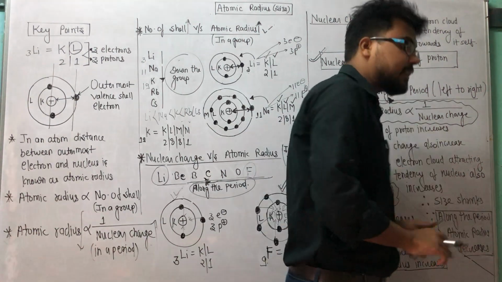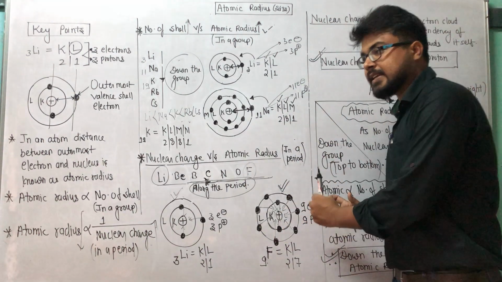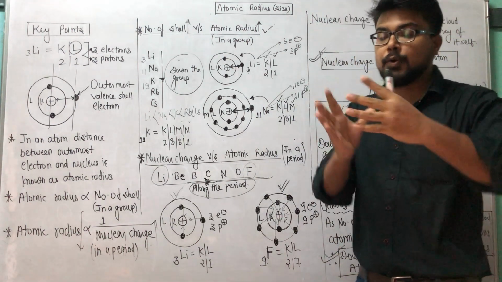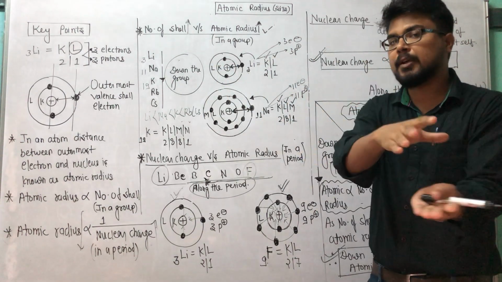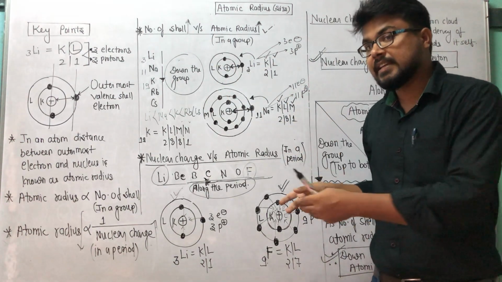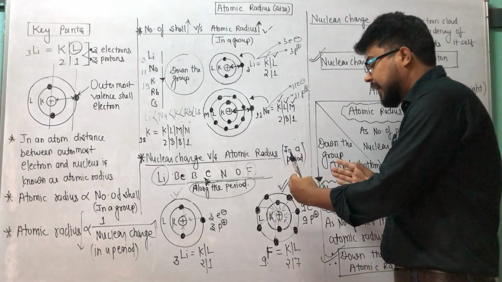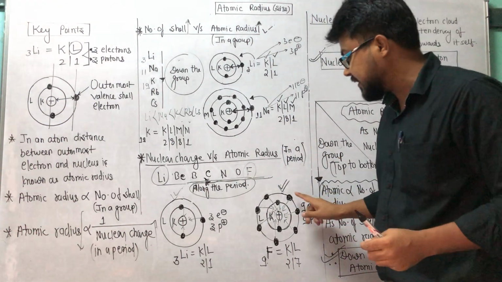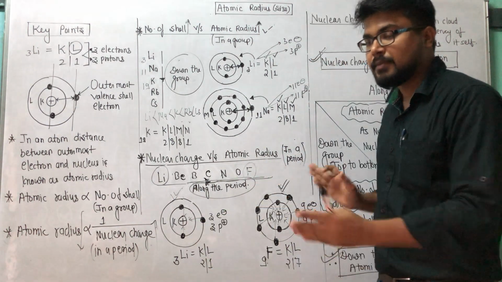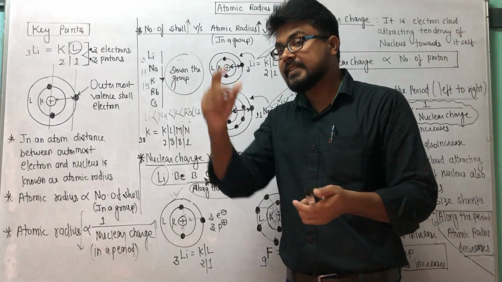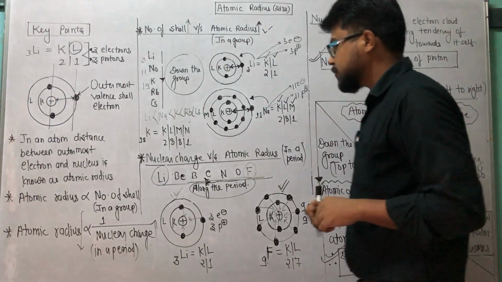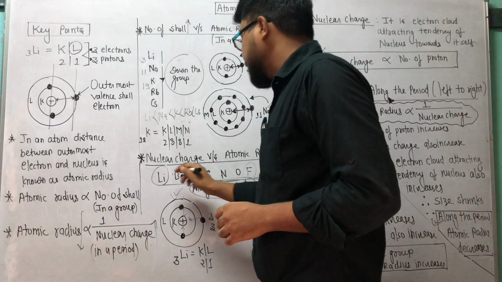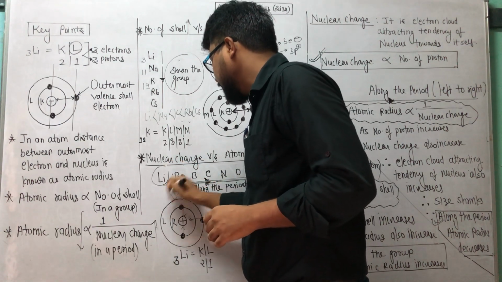Correct? Why does it decrease? Because as the number of protons increases, the electron cloud attracting tendency of the nucleus, as compared to that element which has fewer protons, increases here. The electron cloud attracting tendency of the nucleus will be greater in this case than in this case. So the size will shrink. So left to right or along the period, size decreases.